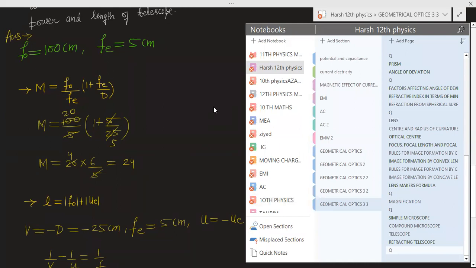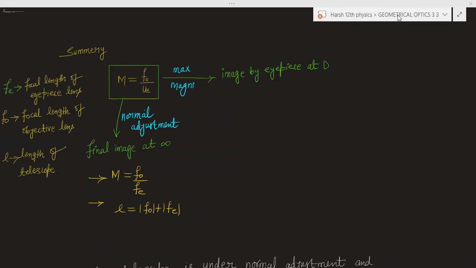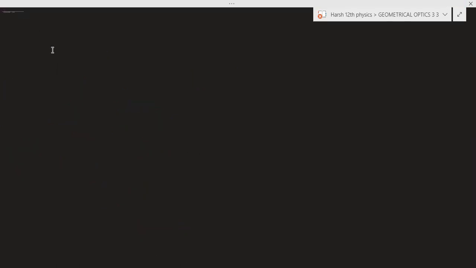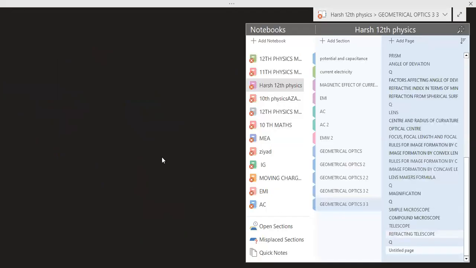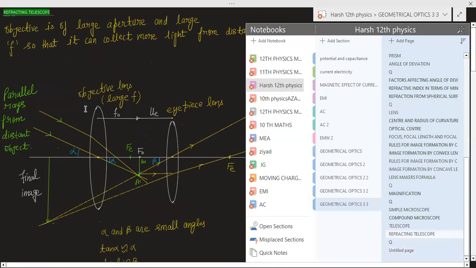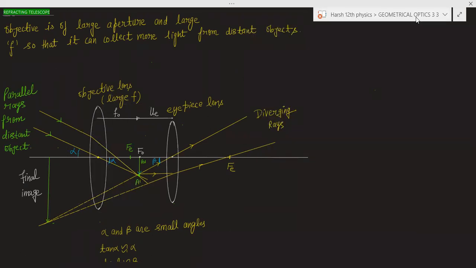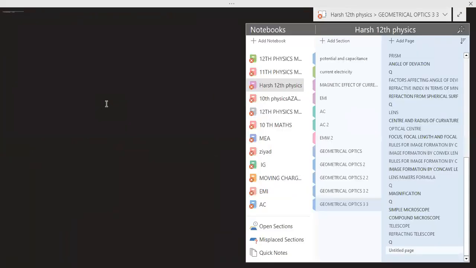This is the refracting telescope. Now we'll discuss the reflecting telescope. And why is there a requirement of a reflecting telescope? Because in case of the refracting telescope, we have the objective of large aperture. You can see here, this is the objective. This objective is very large as compared to the eyepiece lens. So for the manufacturing of this objective lens, there are some difficulties.